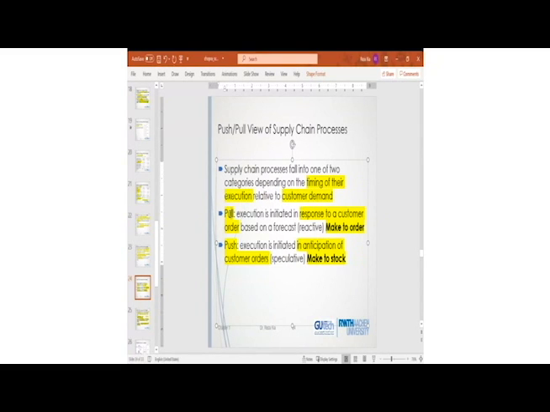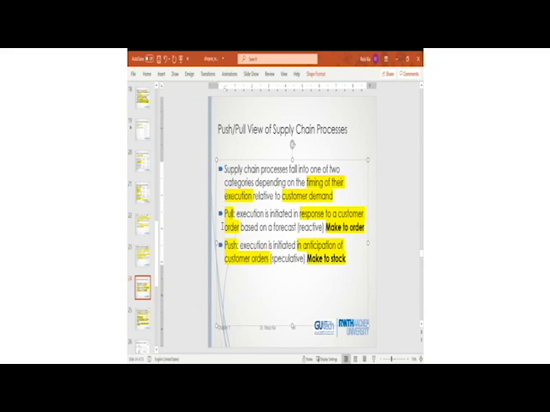So it means that we are producing to put it in the stock, in the warehouse, and then whenever there is a demand from the customer, they will come and pick up the items because there is some available stock in the retailers or in the DC. So this view is a push view. It's a kind of, you are pushing your product to the customer.